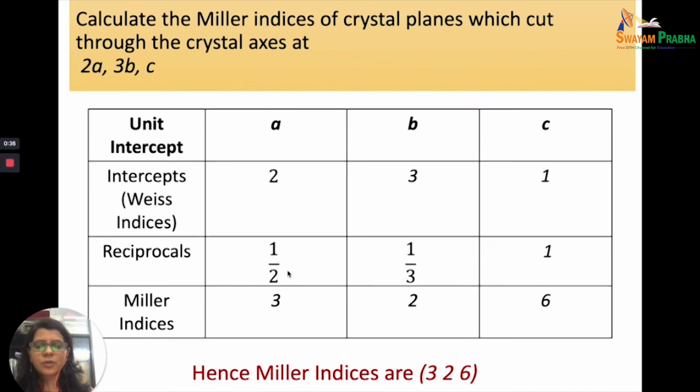You take a reciprocal of them: 1 by 2, 1 by 3, 1. You convert them into clear numbers. So you take an LCM, multiply with the LCM, and 1 by 2 into 6 you get 3, 1 by 3 into 6 you get 2, and 6 into 1 you get 6. So the Miller indices of this plane are 3, 2, 6.